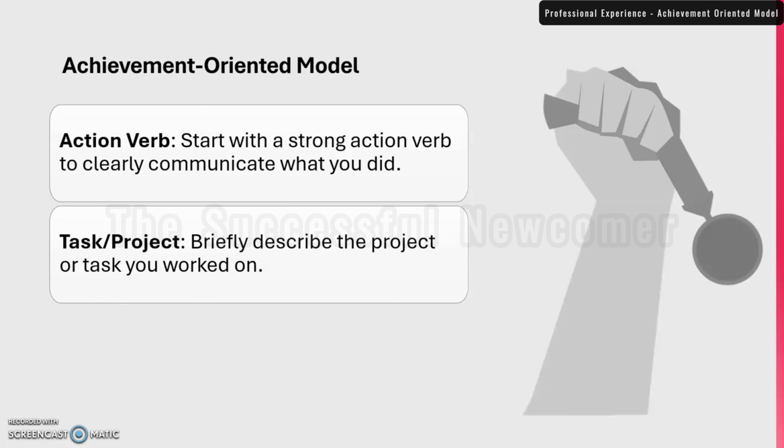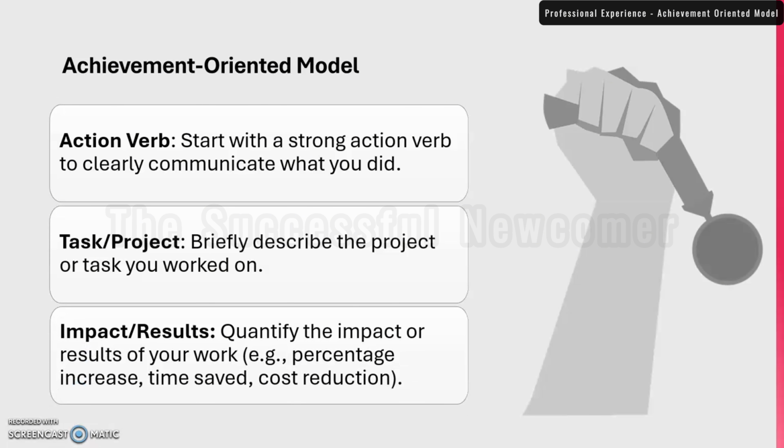So you want to briefly describe the project or the task that you worked on. Then the third part is the impact, the result. You want to quantify the impact or the results of your work with things like percentages, an increase or a decrease. So I know that we have the tendency to look at decreases with a negative lens, but think about it. If you decreased wait time, so that's something that's good. Maybe customer wait time, or if you decreased processing time, that's good.